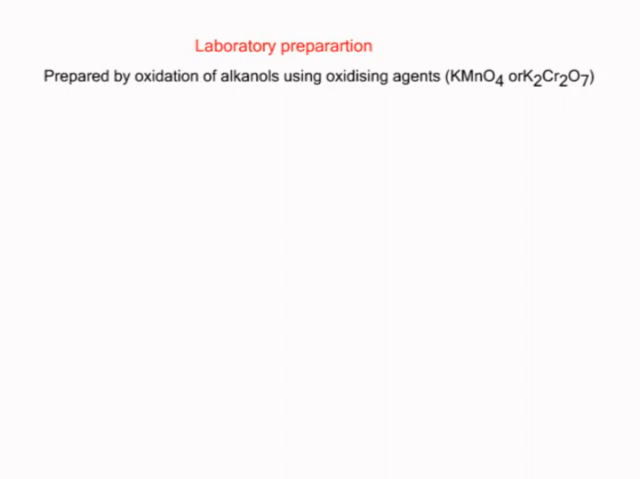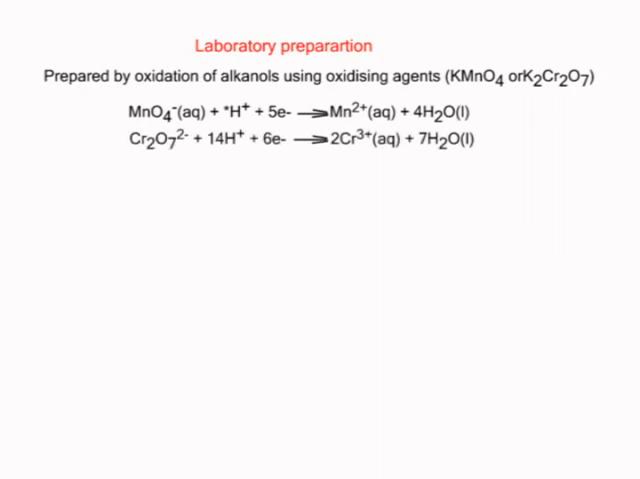Now in this case, the purple manganate(VII) ions are reduced to colorless manganese(II) ions according to this ionic equation. When acidified potassium dichromate(VI) is used, the solution in the flask before heating is orange, but after heating it turns to green. Now this occurs because the dichromate(VI) ions are reduced to green chromium(III) ions, again according to this ionic equation. However, in both cases, ethanol is oxidized to ethanoic acid.